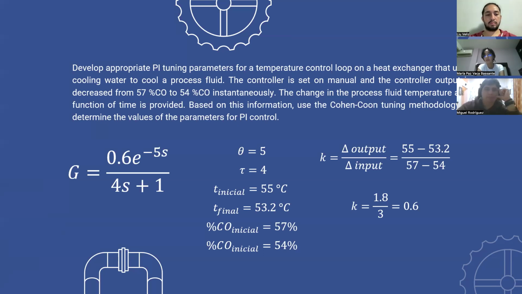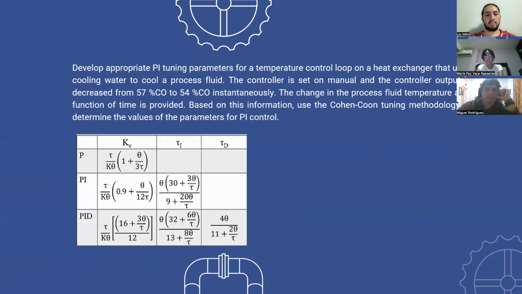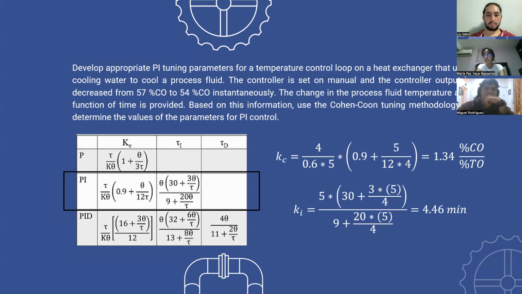Once we have the transfer function, we are now able to get the PID parameters from the Cohen-Coon method for a PI control. We use this chart above, which is especially for this Cohen-Coon method. Once we replace all our data and choose the right model and the right equation, we can get the Kc and tau I parameters, which are approximately 1.34% controller output per percent transmitter output, and tau I, the integral time, is about 4.96 minutes. That's all. Thank you so much.